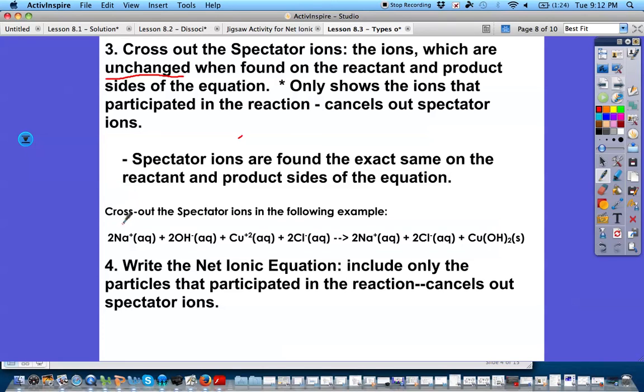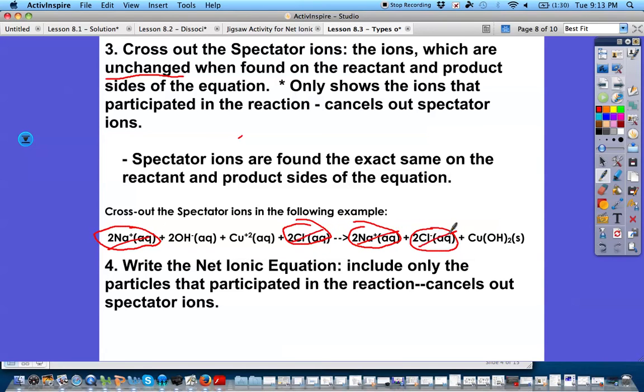So I just copied down the complete ionic equation that we did on the last slide. And now I want to look and see, do I have any of these ions on both sides? Well, I have 2 sodium ions in my reactants, and I also have it in my products. So I'm going to go ahead and circle those. And then hydroxide, I don't have any in my products. Copper, I don't have any in my products. Chlorine, I have 2 of those. These have the exact same number, the exact same charge, and the exact same state of matter. So these are going to be the spectator ions.